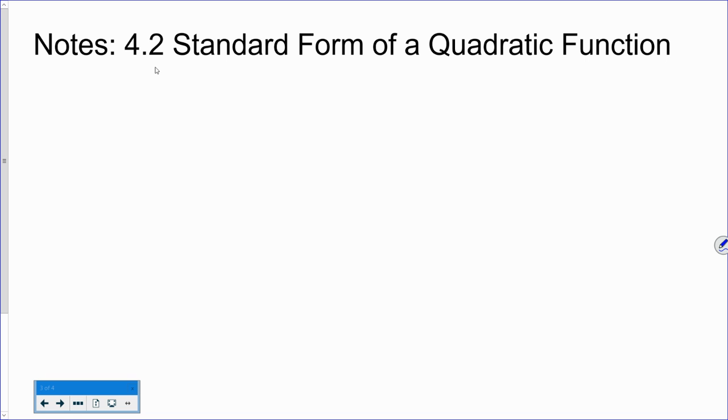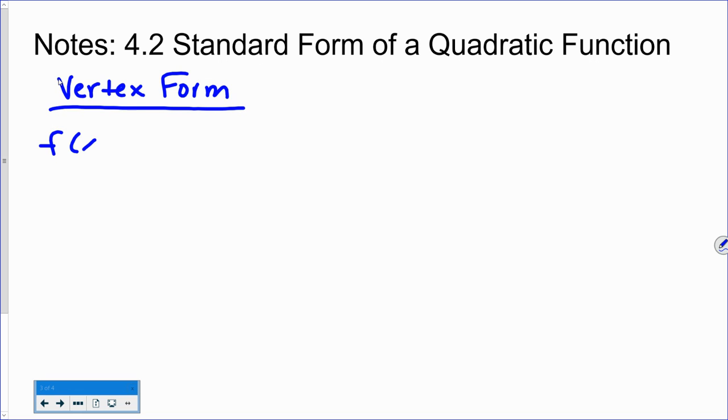All right, we'll begin our lesson on 4.2 standard form of a quadratic function. So yesterday we had what was called vertex form. So just a quick refresher on vertex form, because we will see a little bit of both today.